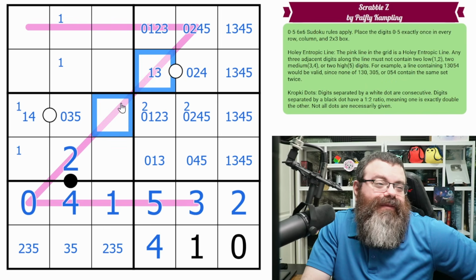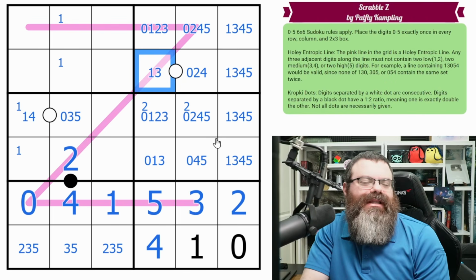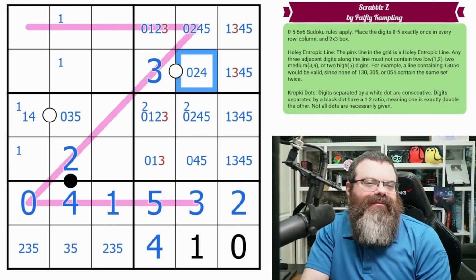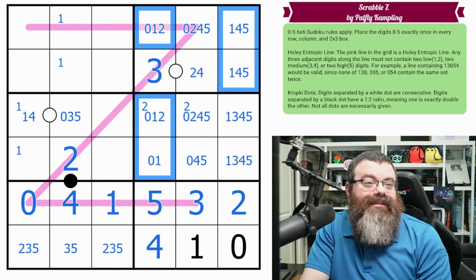1 or 3. We have this group of 3. Oh, so it can't be 1. The 2 eliminates 1 from here because we can't have 2 lows in that group of 3. So that has to be a 3, making this a 0 or 4. And these are all not 3s. Okay.